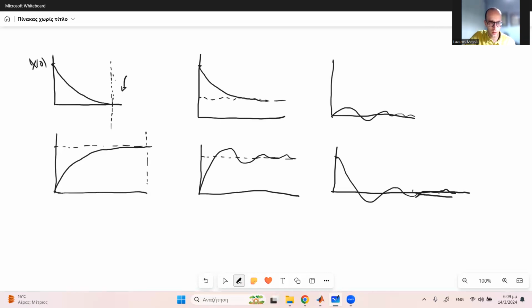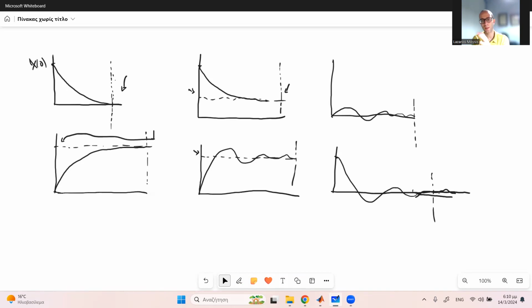This system, after its transition, ends up in this non-zero position. And the same for this system, after some transition, it ends up at this point. This system as well ends up here, and here, and this system again ends at zero, and this again ends at zero. So the steady state gives us information about where the system stabilizes after it performs its transition from its starting point. This is the steady state.